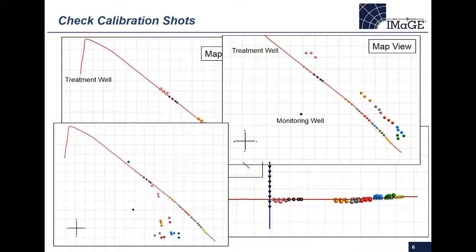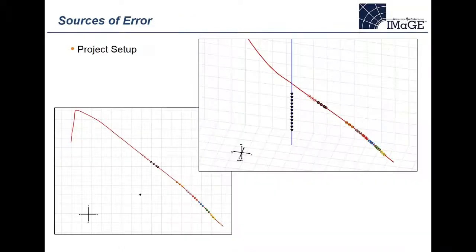Again, another extreme scenario, but something that just shows that your calibration shots aren't where they're supposed to be, so something has gone wrong in processing your data. So I'll go through a few of the common sources of error here and help show you what to look for if you're reviewing a data set, or if you finish processing and want to know what might have went wrong. So one of the first things to check is your project setup.